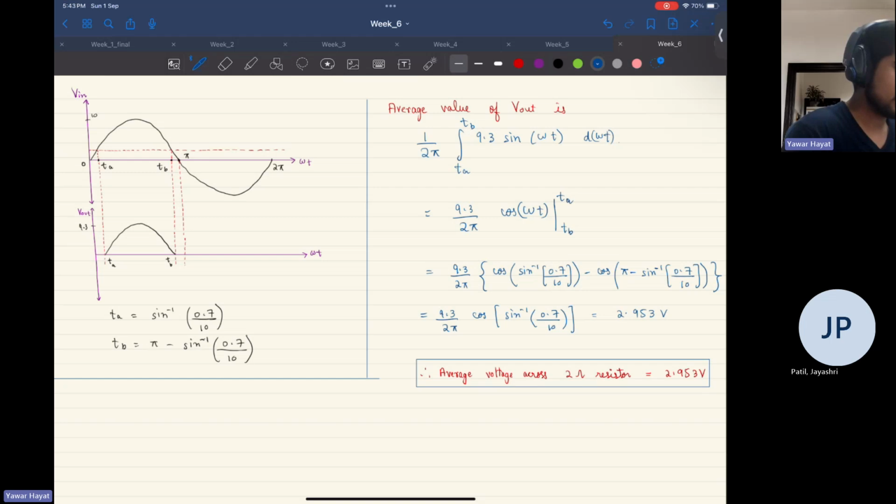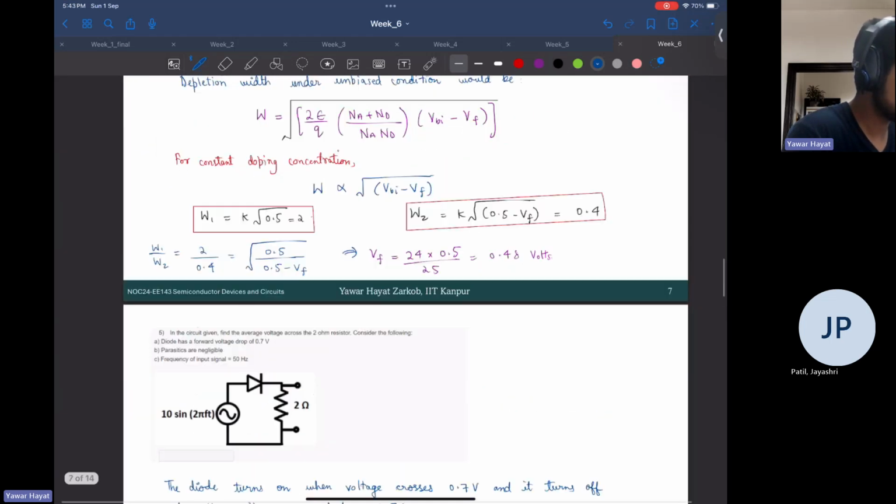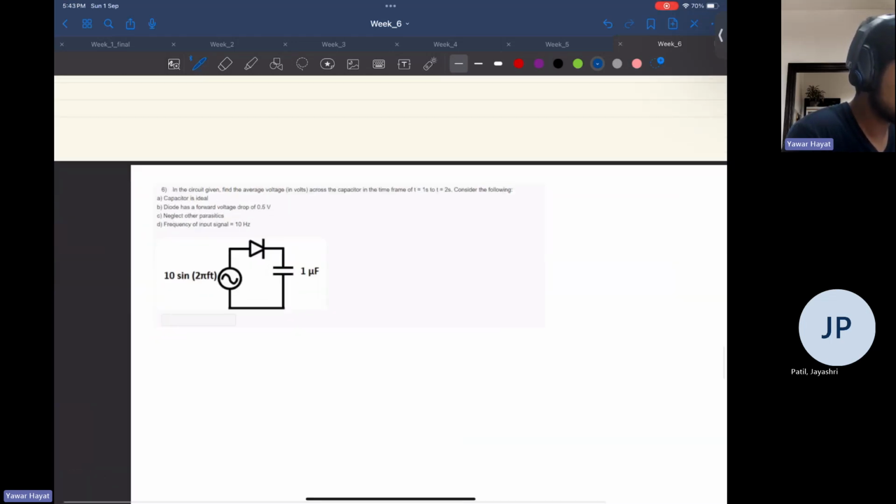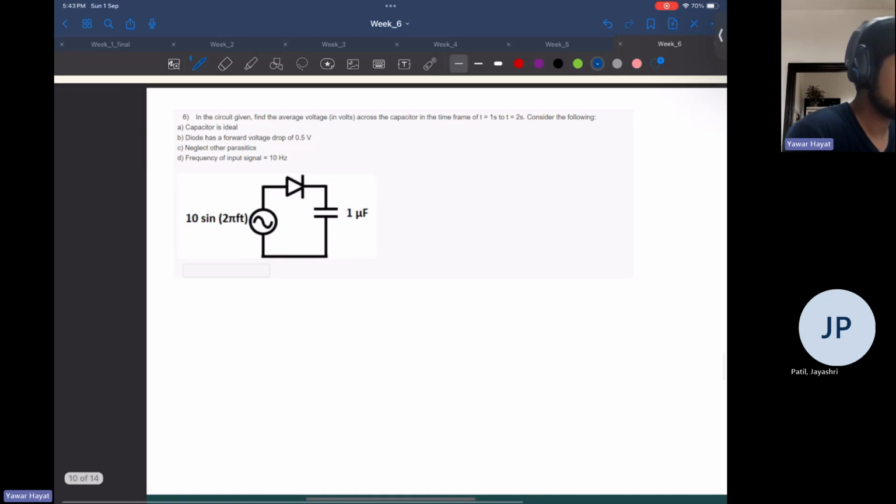Okay, done with the fifth one. What about this one now? Please try this one. In the circuit given, you need to find the average voltage in volts across the capacitor in the time frame of t equal to 1 second to t equal to 2 seconds. Consider that the capacitor is ideal, the diode has a forward voltage drop of 0.5 volts. You can neglect other parasitics and just take the frequency of the input signal as 10 hertz.